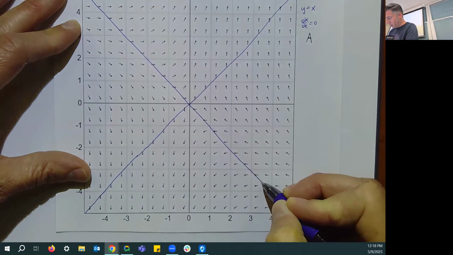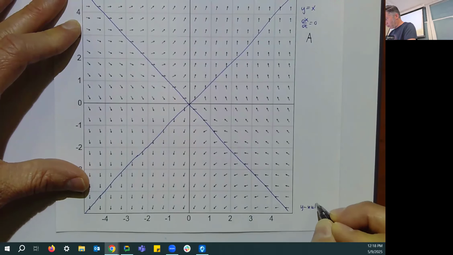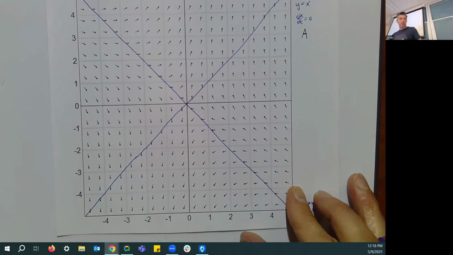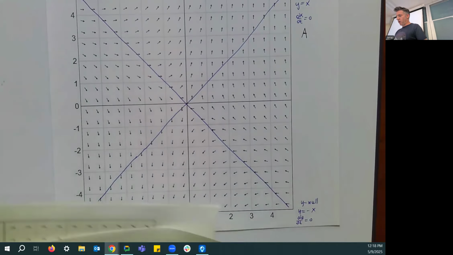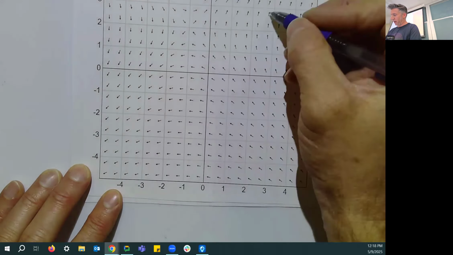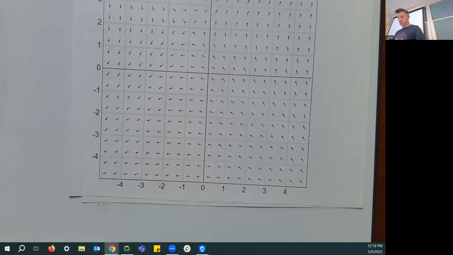Now, here's something we should be extra careful about. Is this the only one that has those null lines? Because maybe there's another one that has the same null lines. So let's double check before we just say that that's the right one. Looking at the rest of our graphs, here's graph B. Definitely the line y equals x is not a null line, right? The arrows do not point purely horizontally or purely vertically along that line.